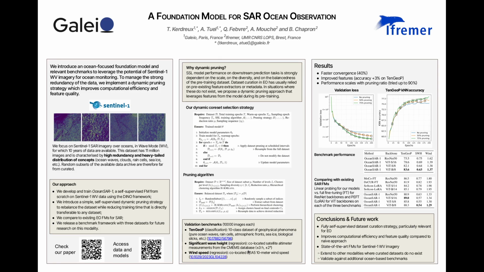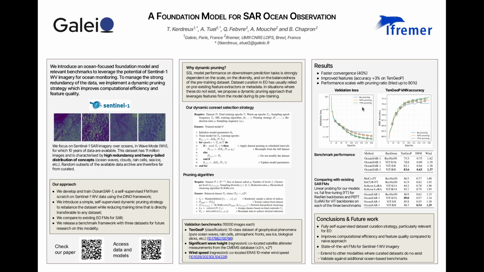We also experimented with different pruning levels, for instance, retaining only 50 or 25% of the dataset at each pruning step. Our results are really compelling. Dynamic pruning leads to an overall increase in performance on all of the downstream tasks. For instance, we saw a significant 2.5 to 3% improvement in accuracy for the 10GOP classification task.